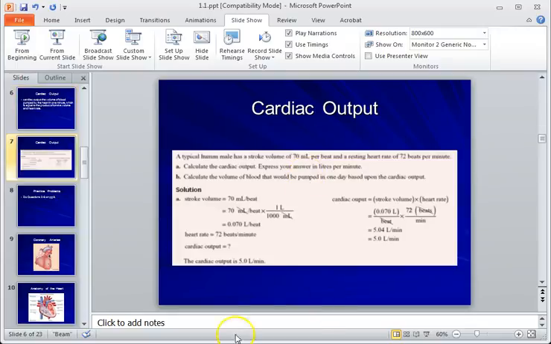So when you do the math, we would take the stroke volume, 70 milliliters per beat, we would take the number of beats per minute, your resting heart rate, and when we do the calculation, notice the conversions here, we'd be able to calculate that the average person has approximately 5 liters of blood in their body.